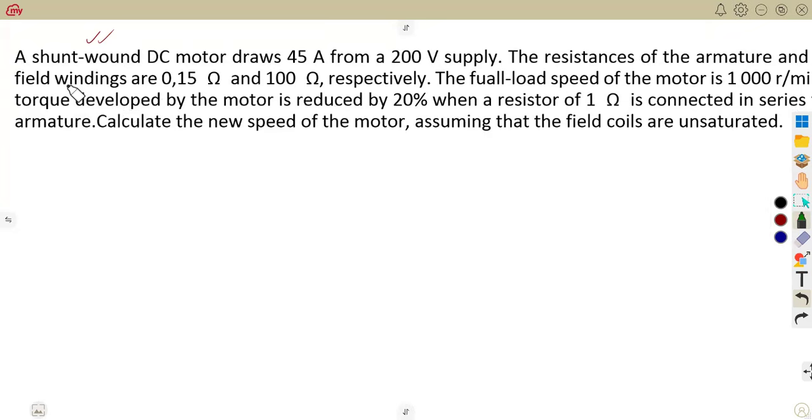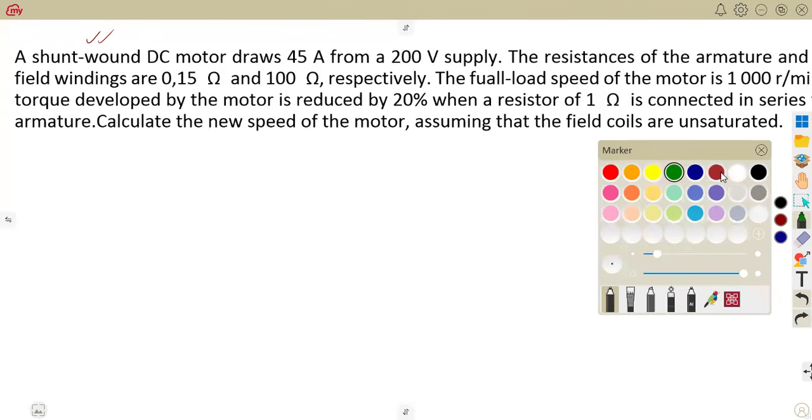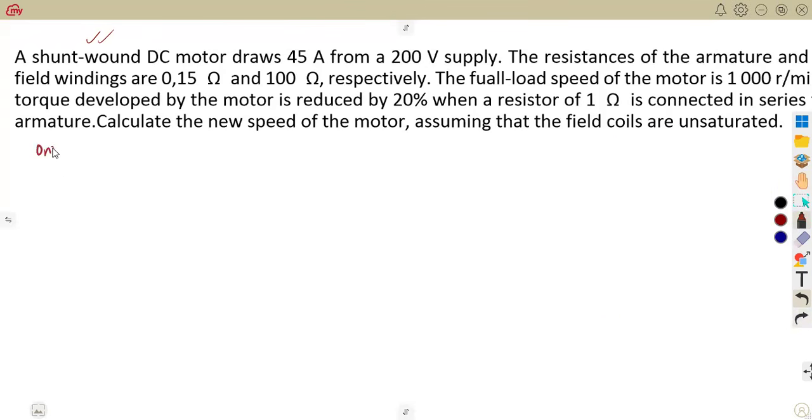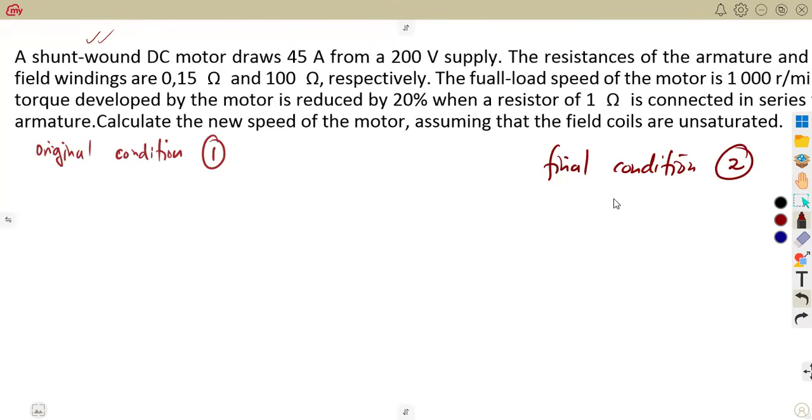So they're saying it's a shunt DC, as I was saying. So this is your original condition. So you are simply going to need the original condition. That's our original condition here. So I'm going to call it 1. And the final condition, I'm going to call it 2. So this one, we're going to call it 2.